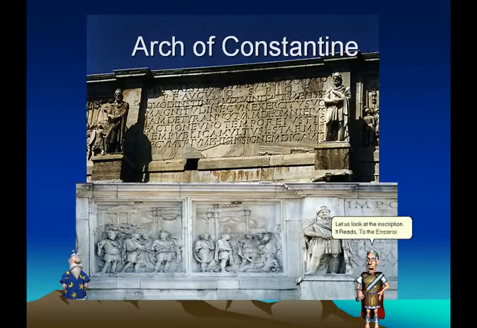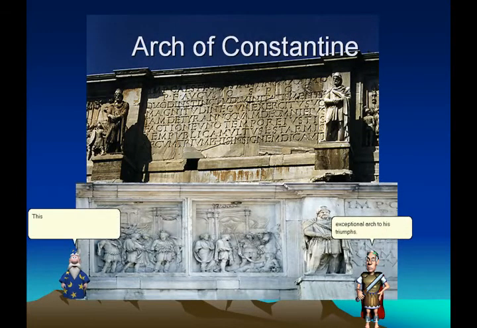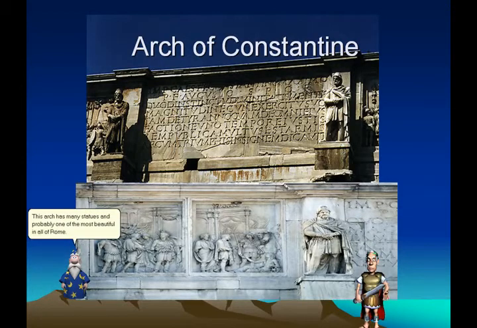It reads, "To the Emperor Caesar Flavius Constantine the Greatest, Pius Felix Augustus, inspired by a divinity in the greatness of his mind. He used his army to save the state by the just force of arms, from a tyrant on the one hand and every kind of factionalism on the other. Therefore the Senate and the people of Rome have dedicated this exceptional arch to his triumphs." This arch has many statues and is probably one of the most beautiful in all of Rome.